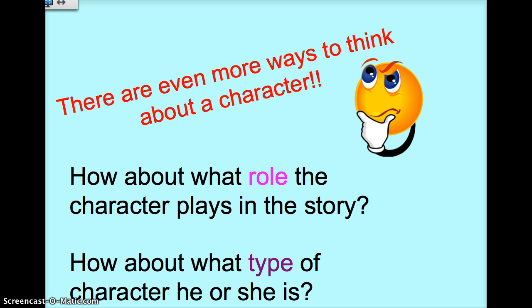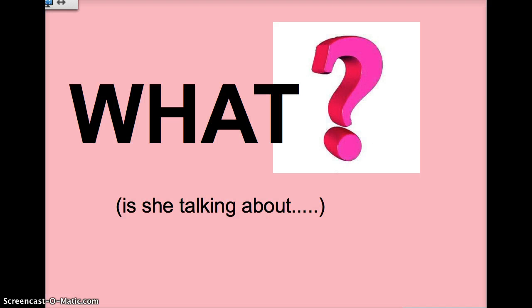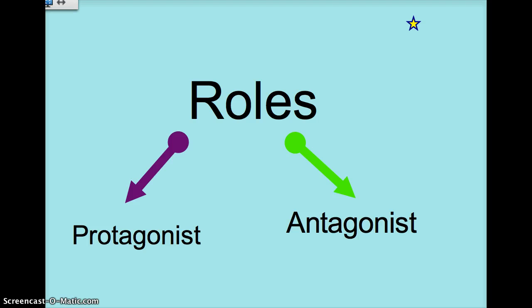How about what role the character plays in the story? How about what type of character he or she is? What the heck am I talking about? Well, when we think about a role that the character plays, two roles that a character might play are the role of protagonist or the role of antagonist. The protagonist is the central person in the story and is often referred to as the story's main character. He or she is faced with a conflict that must be resolved.